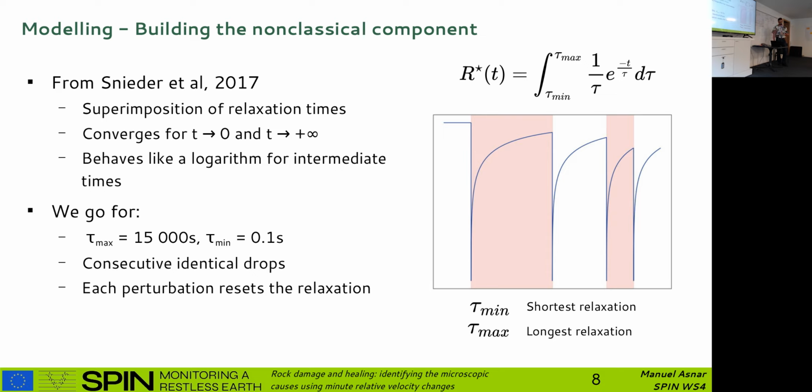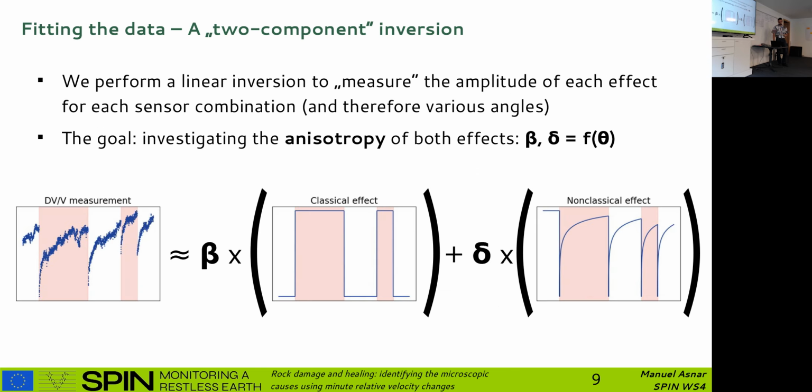We use the same timings. So this component is now set. And now that we have that, for the classical effect, we simply use something shaped like the loading. And basically what we're going to try to do is take every single dV over V measurement that we have, the one you see on the left, and try to figure out how much of the classical effect I have in there, and how much of the non-classical effect I have in there.